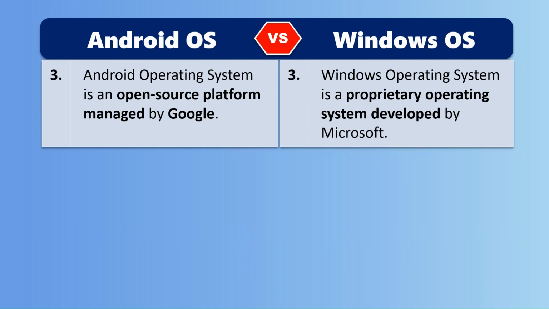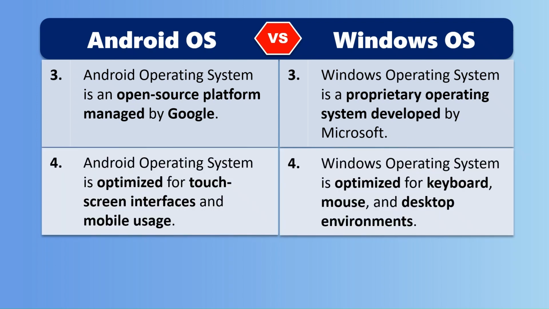Android operating system is an open-source platform managed by Google. Windows operating system is a proprietary operating system developed by Microsoft. Android operating system is optimized for touchscreen interfaces and mobile usage. Windows operating system is optimized for keyboard, mouse, and desktop environments.